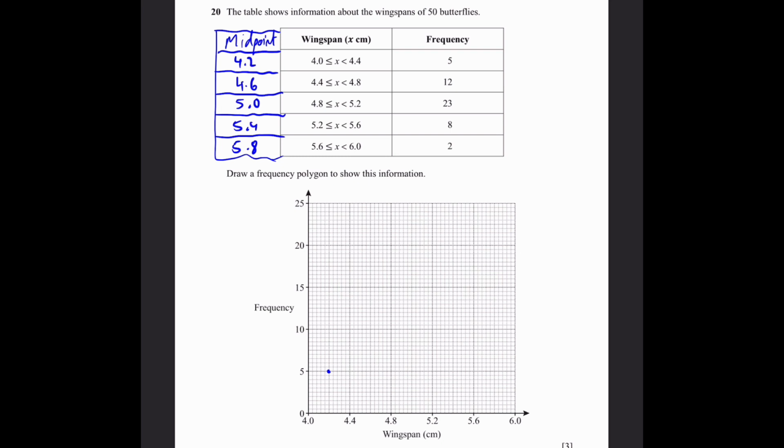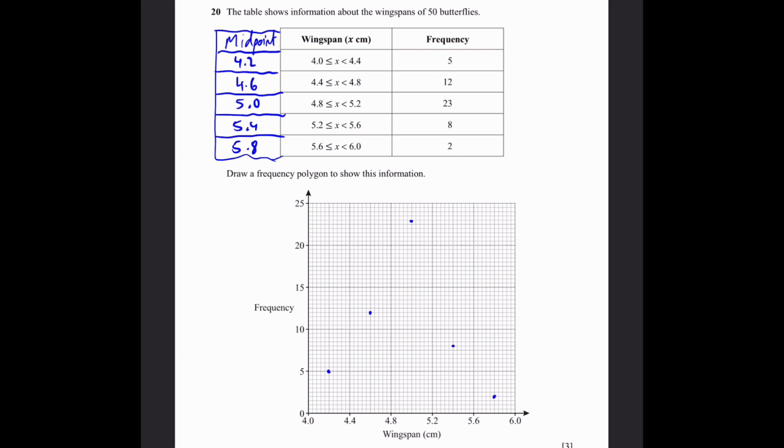Next is 4.6 and 12. So that'll be 4.6 and the 12 will be up here. So that's the one. Next is 5.0 and 23. So 5 and then we go all the way up. 23 is over here. Next is 5.4 and 8. So 5.4 in the middle of 5.2 and 5.6. And 8 is just there. And then we have 5.8 and 2. So we have 5.8 in the middle of 5.6 and 6. And 2 is over there.